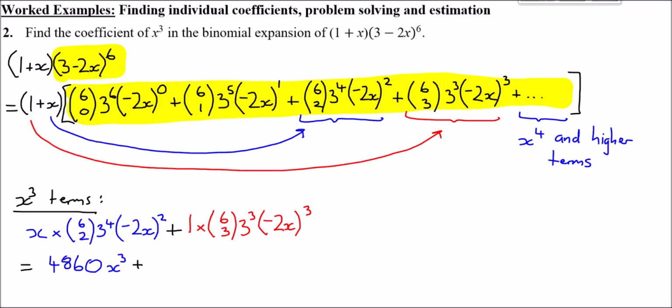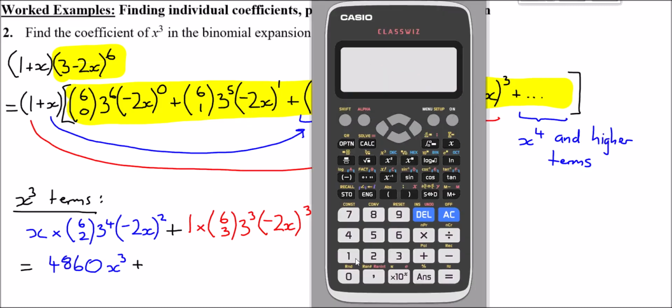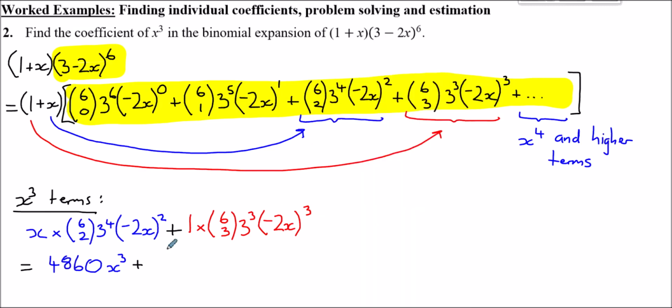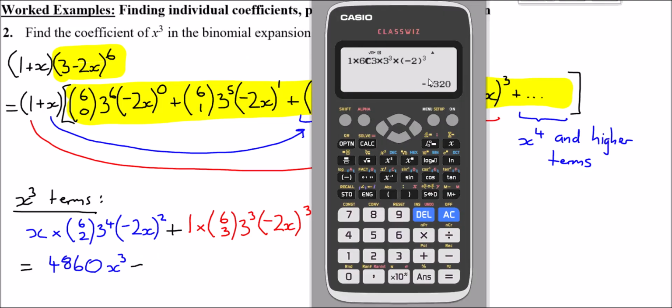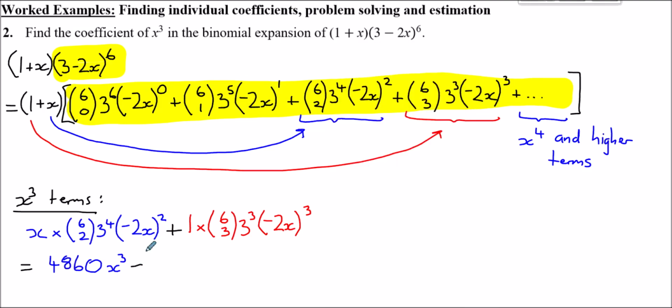And in the red, we're going to have 1 multiplied by 6 choose 3 multiplied by 3 cubed multiplied by (-2) to the power 3. And that's going to give us negative 4320. So actually not plus, but actually minus. Was it 4320? Yes, it was minus 4320 x cubed.